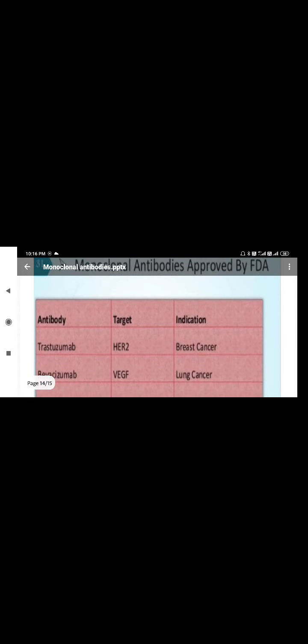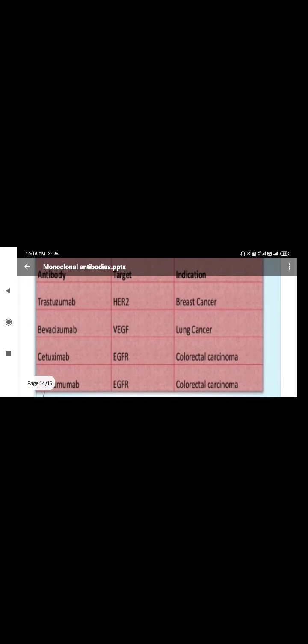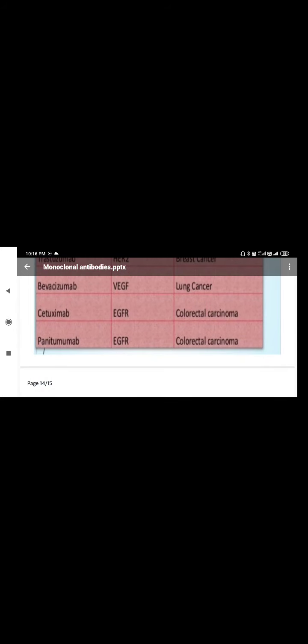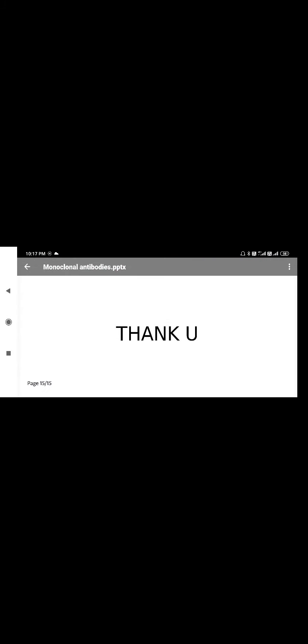A few of the antibodies which are approved by the FDA are as follows, which are used to treat many types of cancer, such as trastuzumab to treat breast cancer, bevacizumab to treat lung cancer, cetuximab to treat colorectal carcinoma, panitumumab to treat colorectal carcinoma.